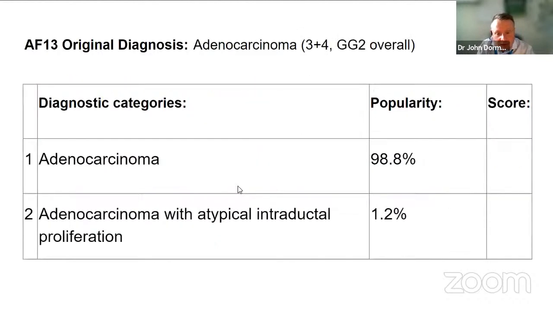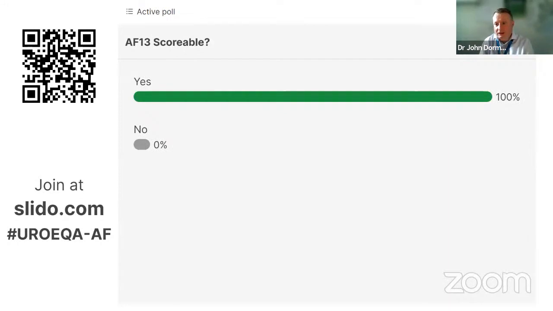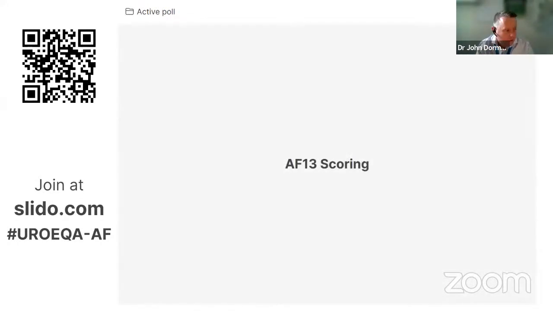Okay, Nick. So 98.8% called it adenocarcinoma, with the rest 1.2% calling it adenocarcinoma, plus or minus an atypical intraductal proliferation, which was those slightly expanded cribriform glands, I suspect. But all of us called it adenocarcinoma, so I think it's a fairly easy case to score. 3+4 was called, so is it scoreable? I don't think we need to wait too long. Everyone thinks yes, that's scored so far, so that's great. So if you could score it, please.